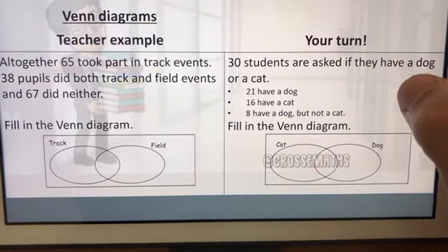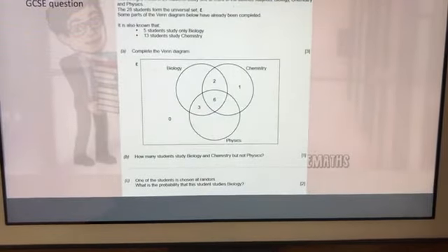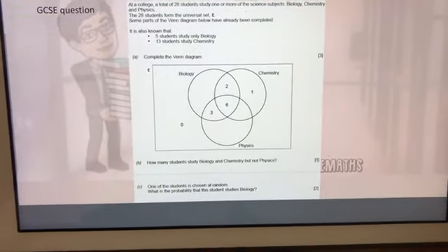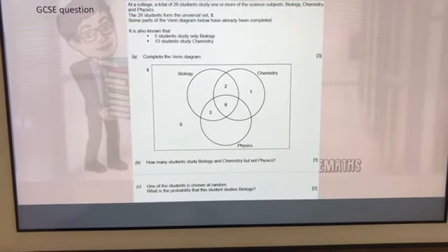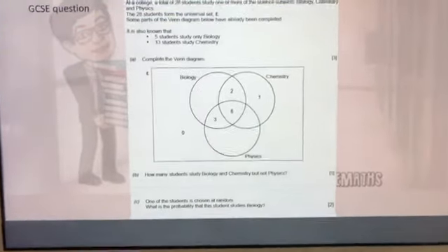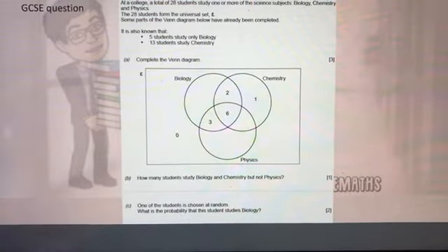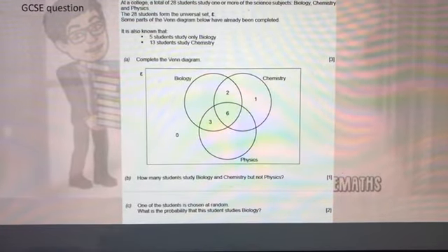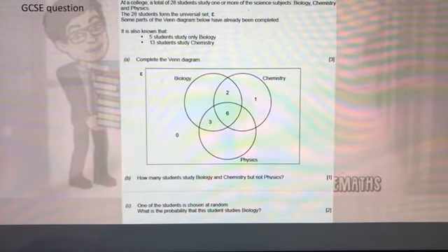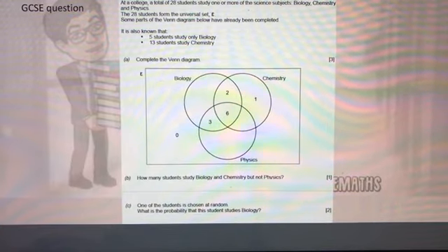Let's move on to an actual GCSE question. So this is what an actual GCSE question would look like, okay? At a college, a total of 28 students do the science subjects: biology, chemistry, and physics. 28 students form the universal set. Some of the parts of the Venn diagram are filled in for you. It's also known that 5 students study only biology, 13 students study chemistry.